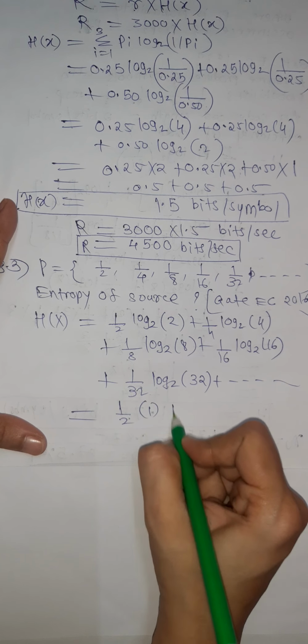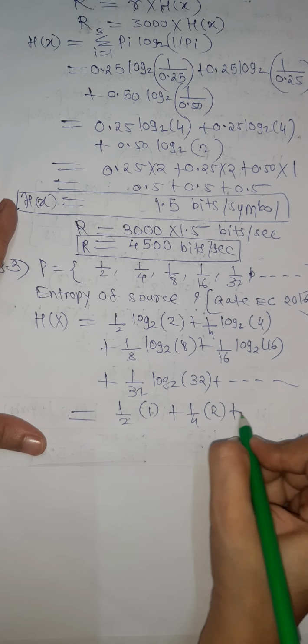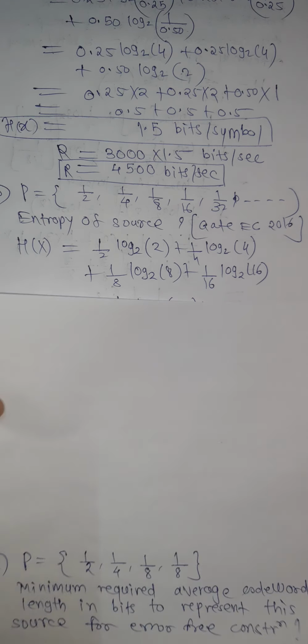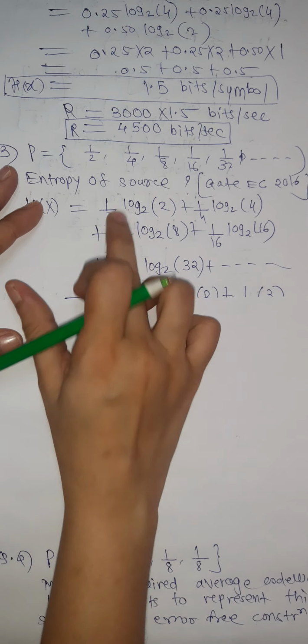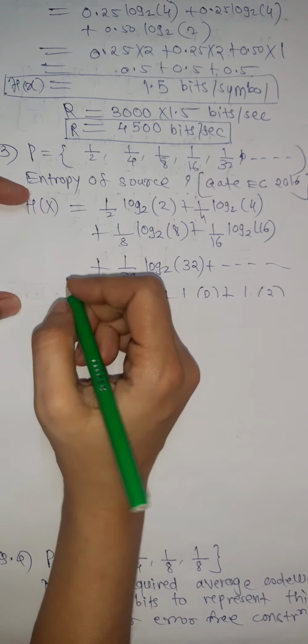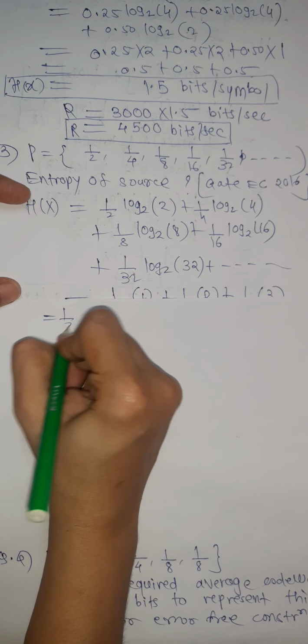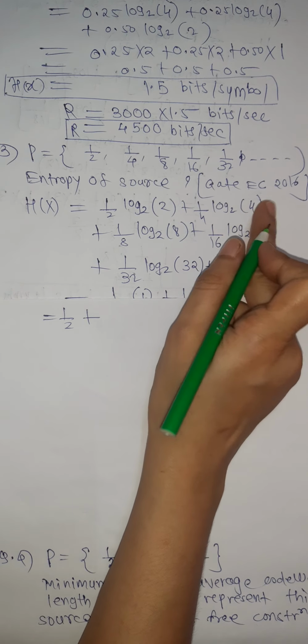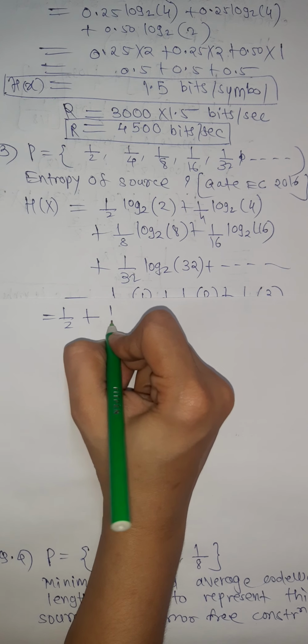So 1 by 2 into 1 plus 1 by 4 into 2 plus 1 by 8 into 3 plus 1 by 16 into 4 plus 1 by 32 into 5 plus so on. So after solving I can write it as 1 by 2, log 2 is 1, so it will be 1 by 2 plus, log 2 of 4 is 2, so 2 by 4 is again 1 by 2.